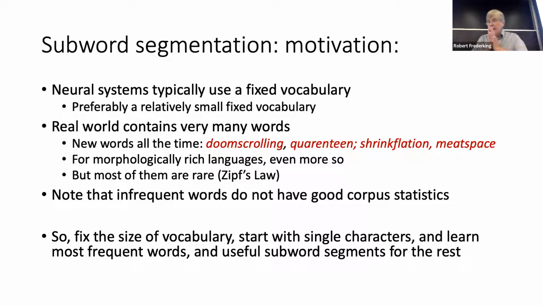Much more recently, for neural systems, there's been a fair amount of work on subword segmentation, with the idea that neural systems typically assume a fixed size vocabulary, right? You've got some vocabulary sized vector. It's kind of important that you have a fixed vocabulary, and not too gigantic compared to, like, 100,000 or 500,000 words in English. And the real world actually has a lot of words, and there are actually new words all the time.